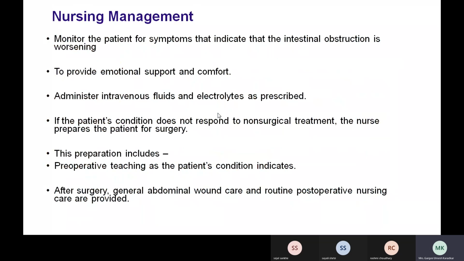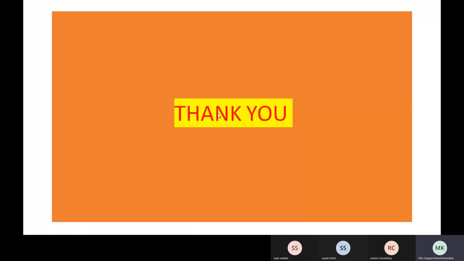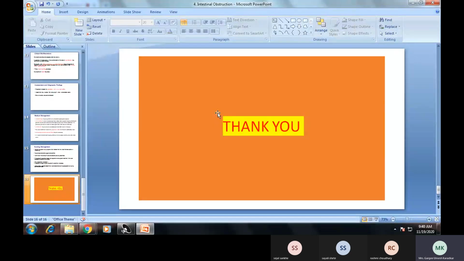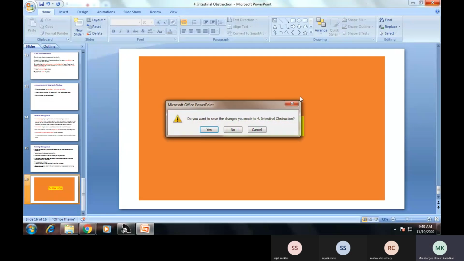Pre-operative teaching would be according to the patient's condition. Then after the surgery, you have to care for the abdominal wound, and routine post-op nursing care will be provided. So that's all with intestinal obstruction. Is it clear?